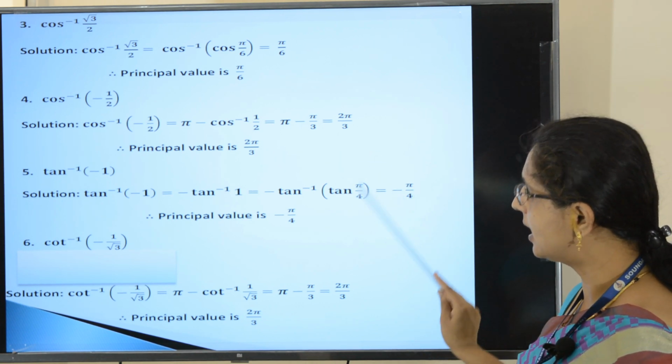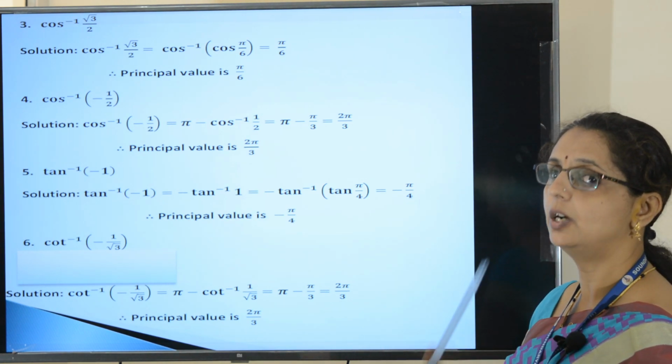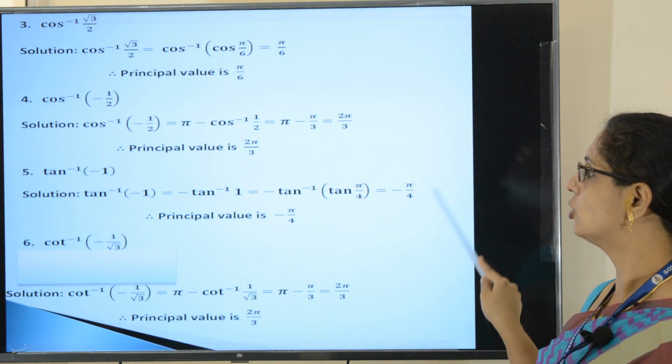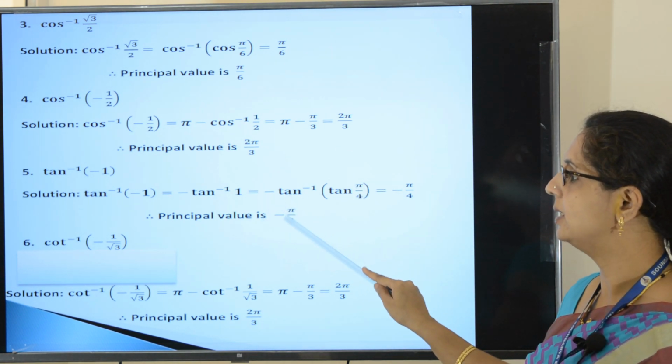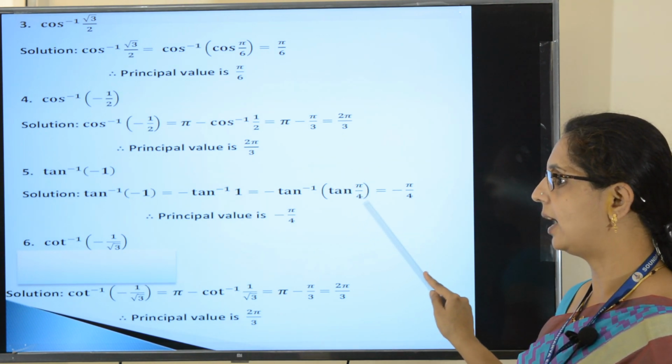Tan inverse and tan cancels out. It gets eliminated. Why it gets eliminated? I am permissible to eliminate only when it lies in the principal value branch. So what's the final answer? Therefore, principal value of the given expression is minus pi by 4.